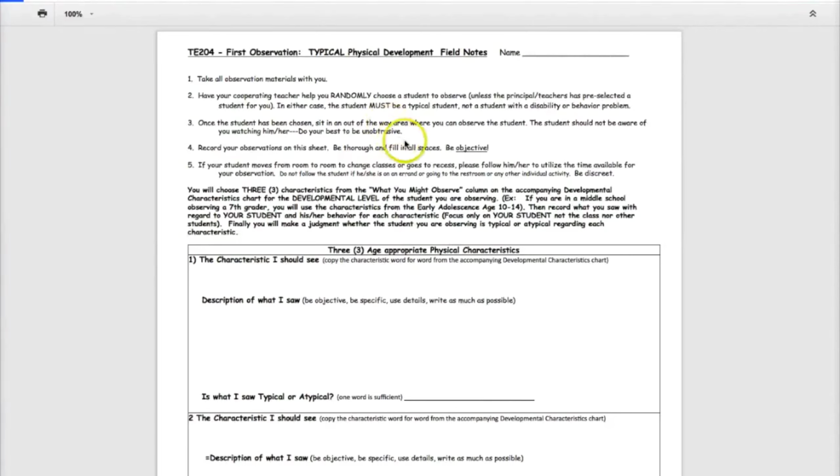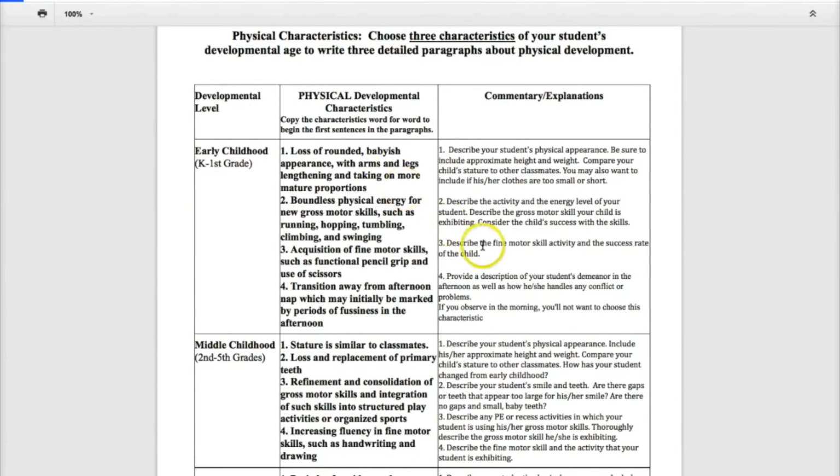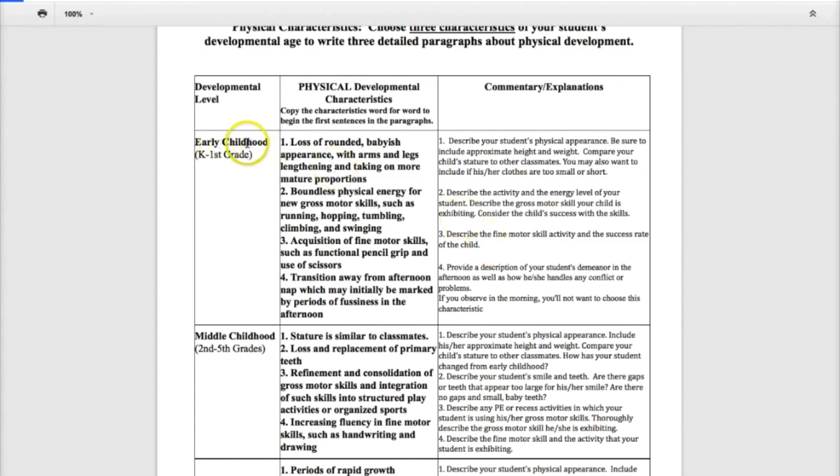So when you're gathering your information, you will have 3 physical characteristics that you're going to be looking for. You should have also been given this chart right here. So for example, if you're an early childhood person, you're watching someone in kindergarten or first grade, you're going to be looking for 3 of these 4 physical development characteristics.